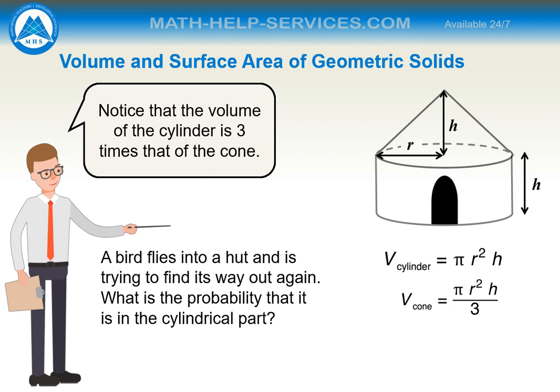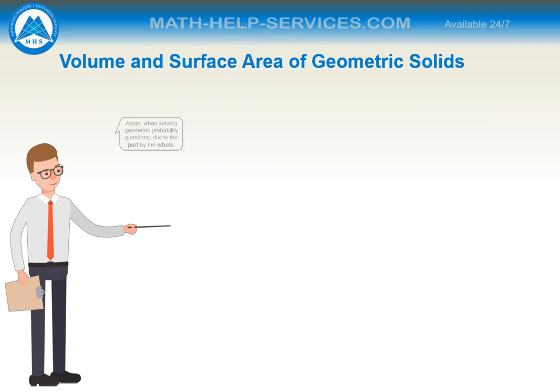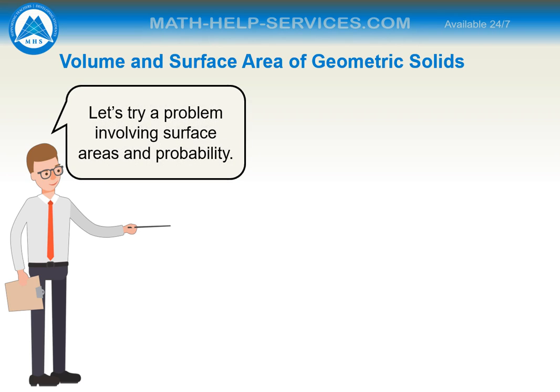Notice that the volume of the cylinder is 3 times that of the cone. So 1 part cone plus 3 parts cylinder equals 4 parts total. In other words, the odds that the bird is in the cylinder is 3 out of 4, or 75%. Again, when solving geometric probability questions, divide the part by the whole.